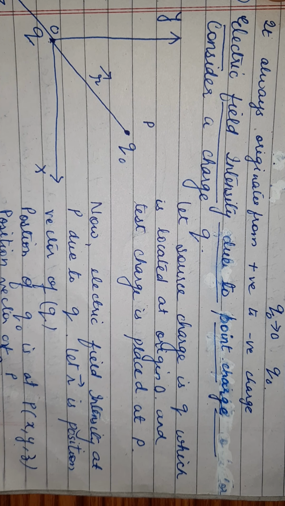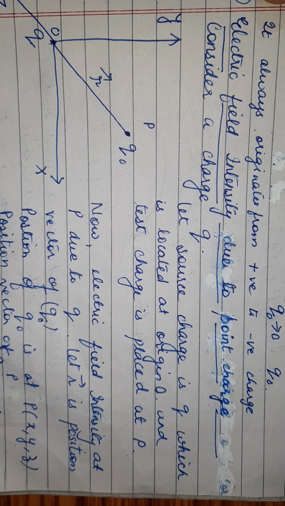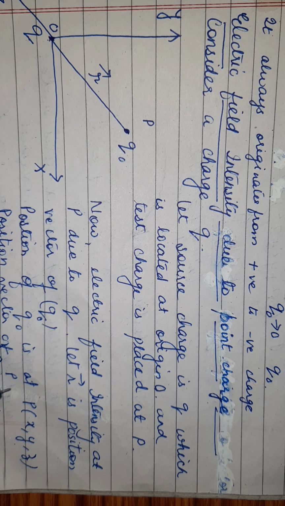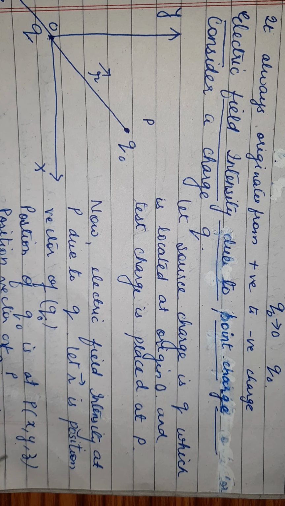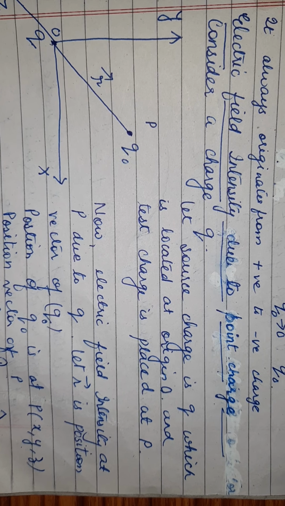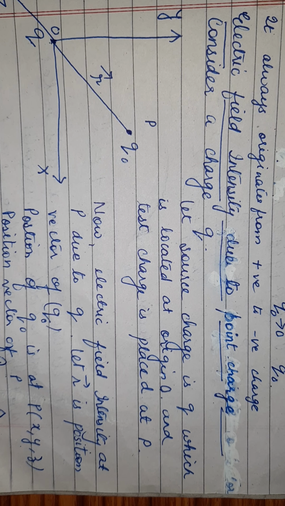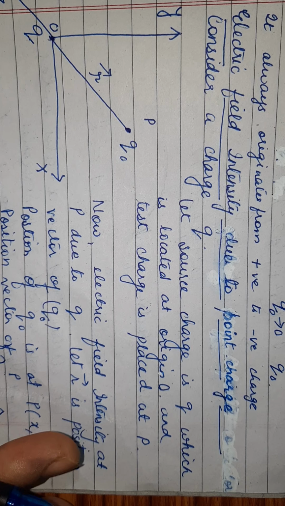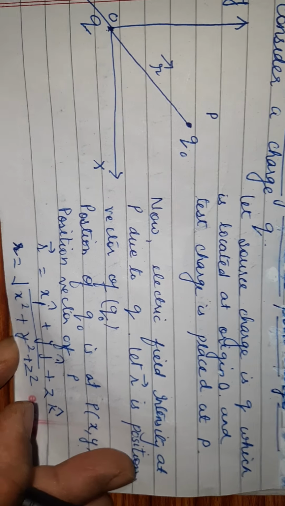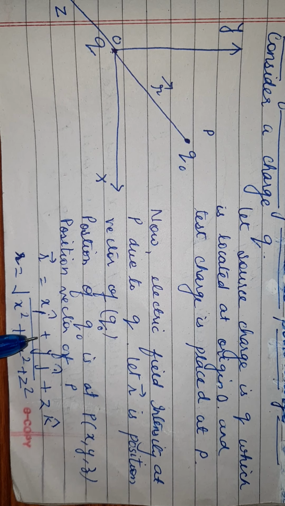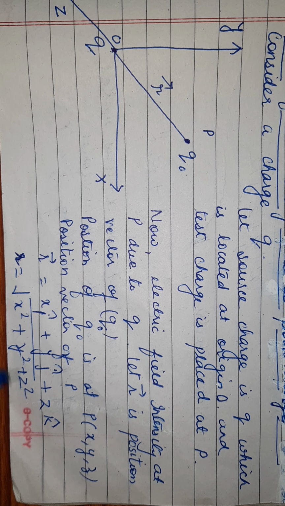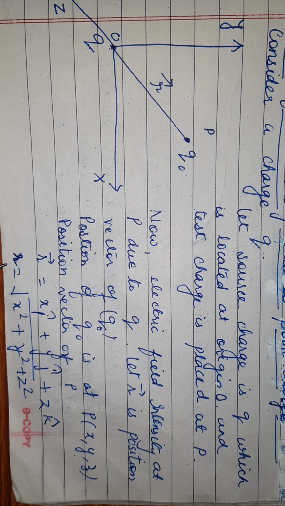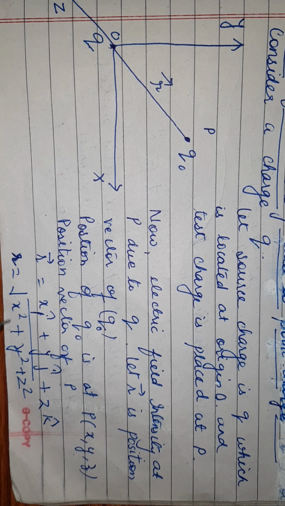Now let R be the position vector of this charge Q0. We will write the position of Q0 at P as X, Y, Z. Now the position vector of P can be written as vector R equals Xi plus Yj plus Zk, and its modulus is R equals root over X square plus Y square plus Z square.